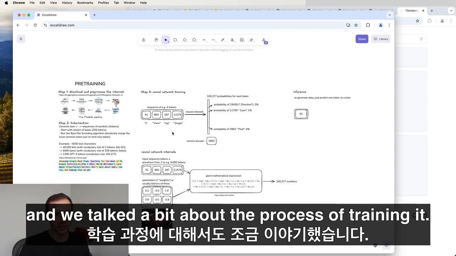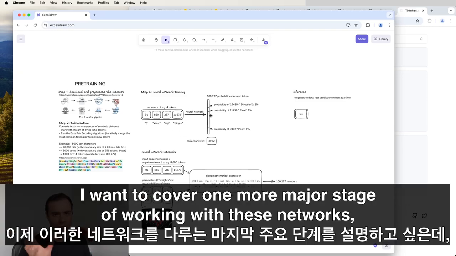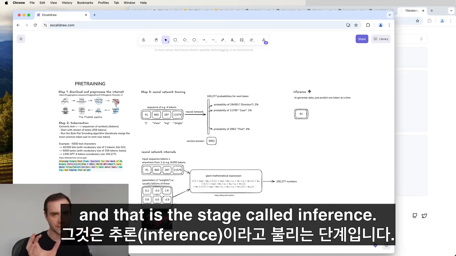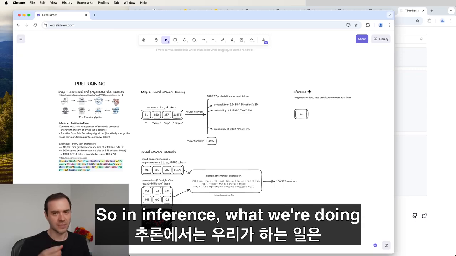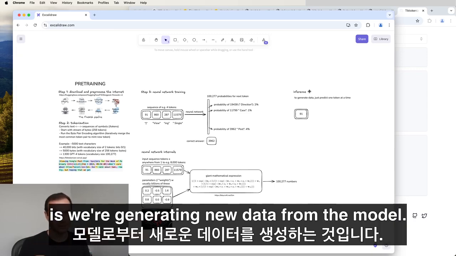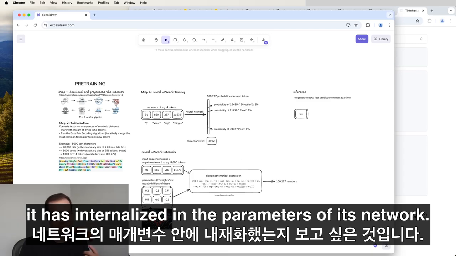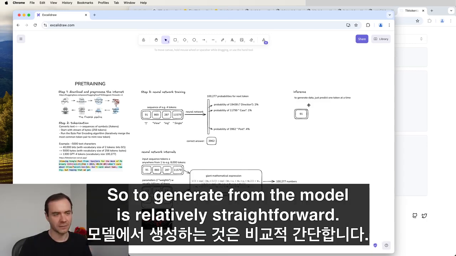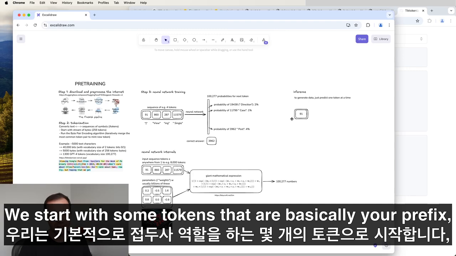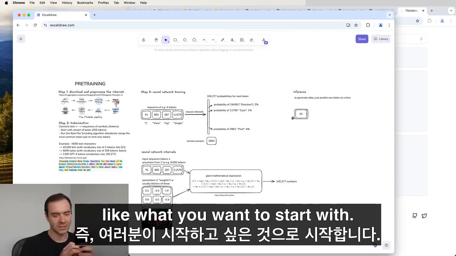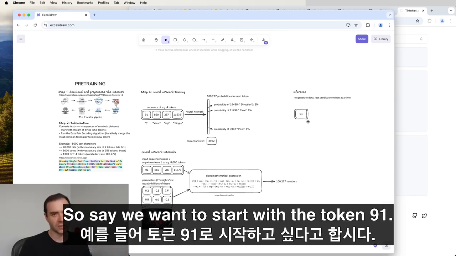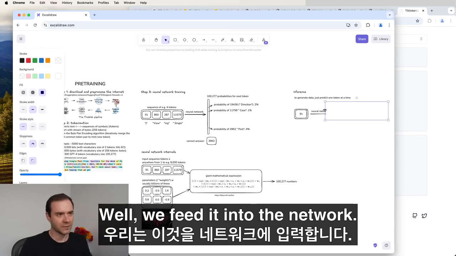Okay, so I've shown you the internals of the neural network, and we talked a bit about the process of training it. I want to cover one more major stage of working with these networks, and that is the stage called inference. In inference, what we're doing is we're generating new data from the model. And so we want to see what kind of patterns it has internalized in the parameters of its network. To generate from the model is relatively straightforward. We start with some tokens that are your prefix, like what you want to start with. So say we want to start with the token 91. Well, we feed it into the network.